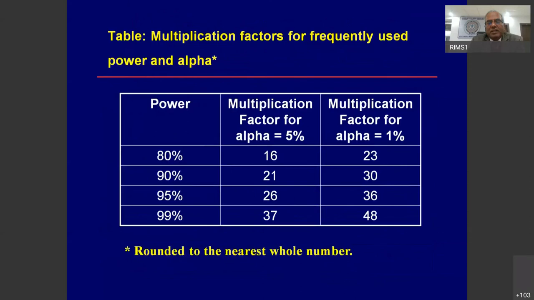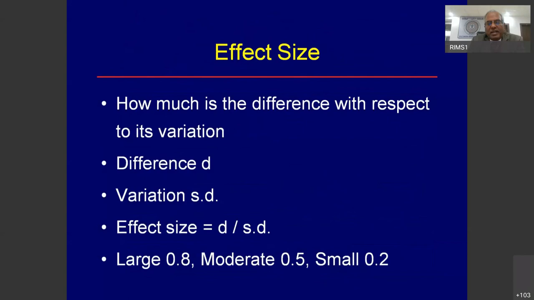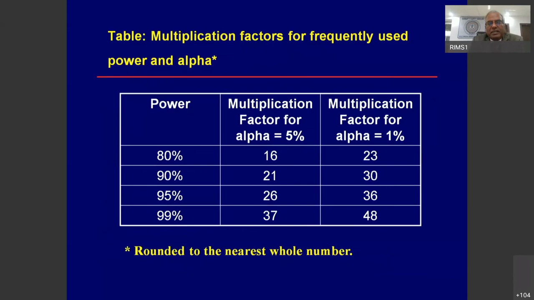Now, remember, we had said this last time, 16s square by d squared is for power of 80%. This is the same formula like 16p into 100 minus p divided by d squared, but it is for continuous outcome. But you remember the formula 16p into 100 minus p divided by d squared was for power of 80%. And if you remember, alpha was 0.05. Based on these two things, 80% power and alpha of 5%, we had taken 16 as the multiplication factor.